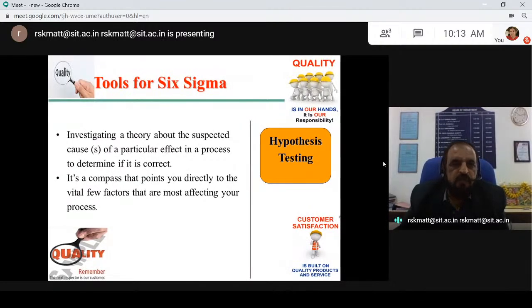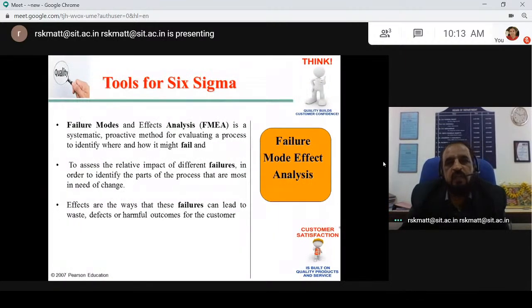And hypothesis testing investigates the theory about the suspected cause of a particular effect in the process to determine whether it is correct. And failure mode effect analysis, FMEA, is a systematic, proactive method for evaluating the process to identify where and how it might fail, and to assess the relative impact of different failures, in order to identify the parts of the process that are most in need of change.